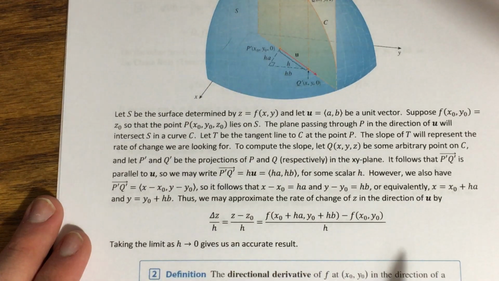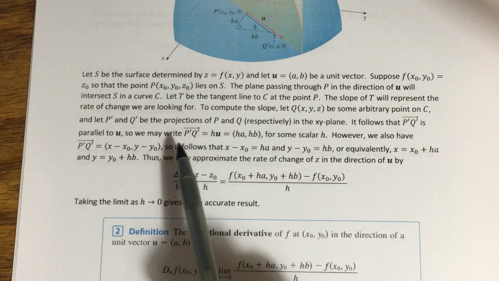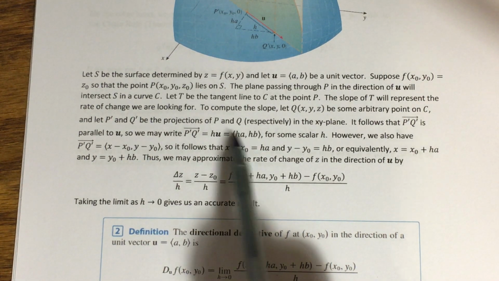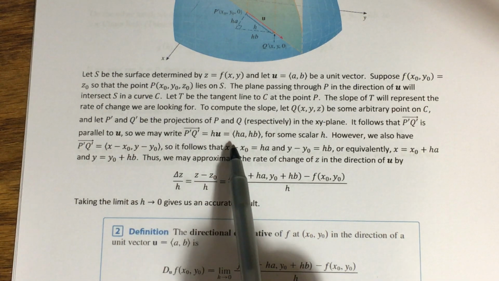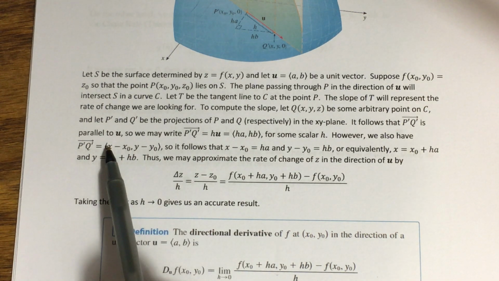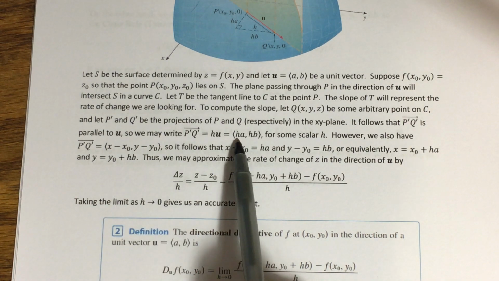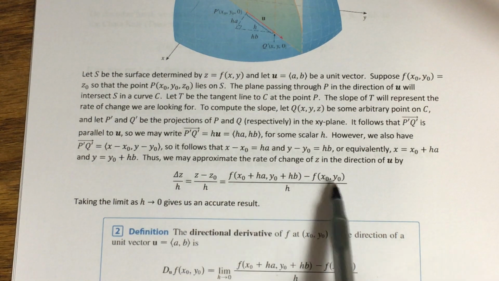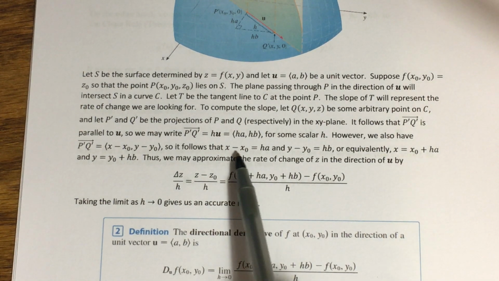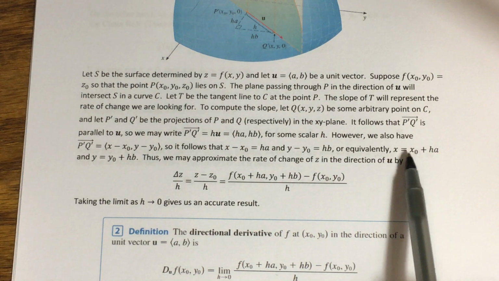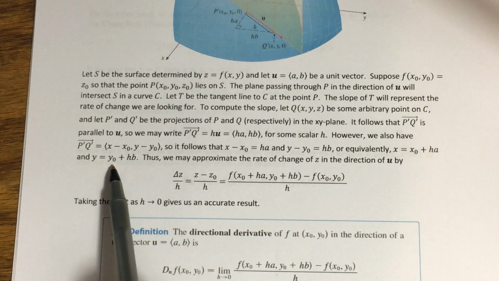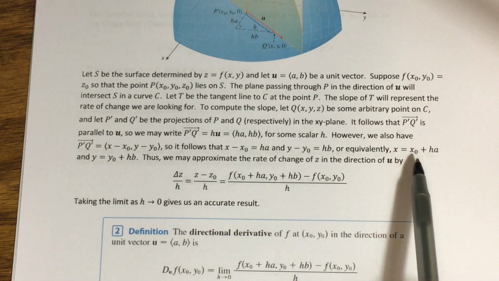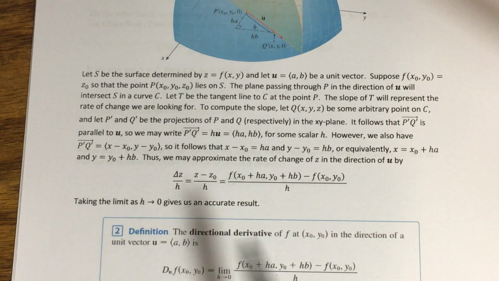What I just did is find 2 different ways of representing the vector P prime, Q prime in component form. So I could equate those and set their corresponding components equal. For example, x minus x naught should be equal to ha, and y minus y naught should be equal to hb. Solving these for x and y explicitly gives me x equals x naught plus ha, y equals y naught plus hb.